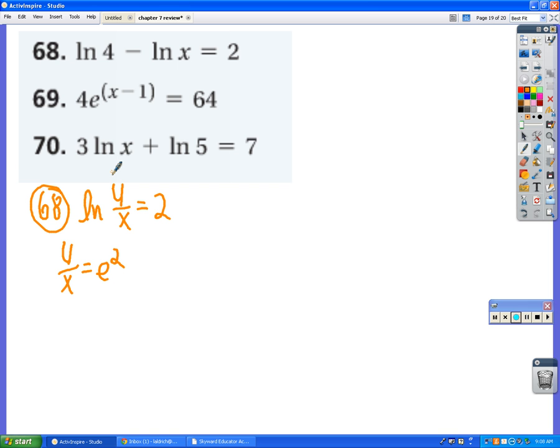Oh, you get rid of the log once you do that? Yep. You made it e to the second power. So you took the number and got rid of the ln and put e there. Yep, that's what we're always doing with natural log. Okay, how do I solve this? Not times by 4, because 4 is on the top. Times by x. If I multiply both sides by x, that gives me 4 equals e squared x.